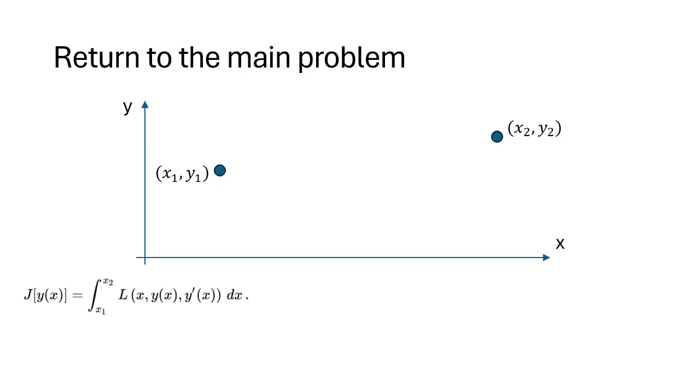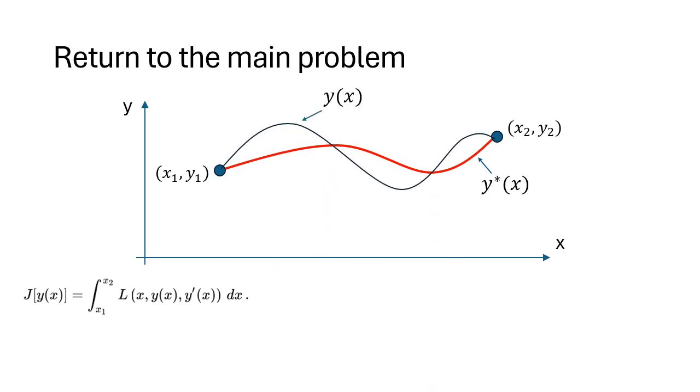Suppose that the curve that achieves the extremum of the functional j is y star, plotted with the red line. Let's study the behavior of j in the neighborhood of y star. In other words, let us try to calculate j at some function y that is very close to y star. There are many possible values for y of x. However, all these functions satisfy the constraints at the endpoints x1 and x2. Remember that delta y is equal to y minus y star.